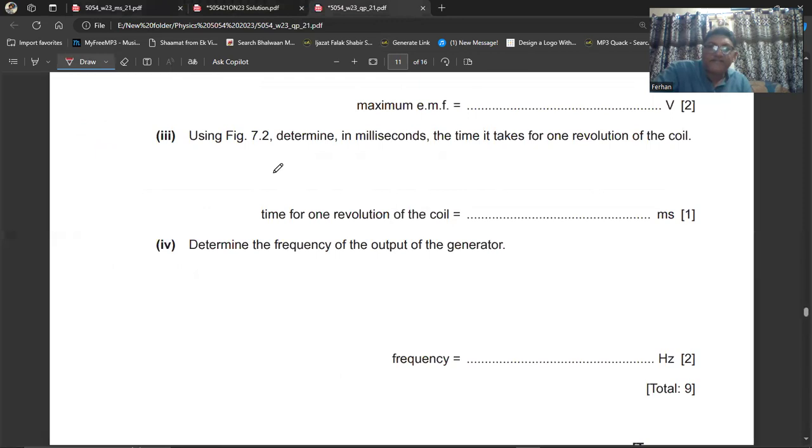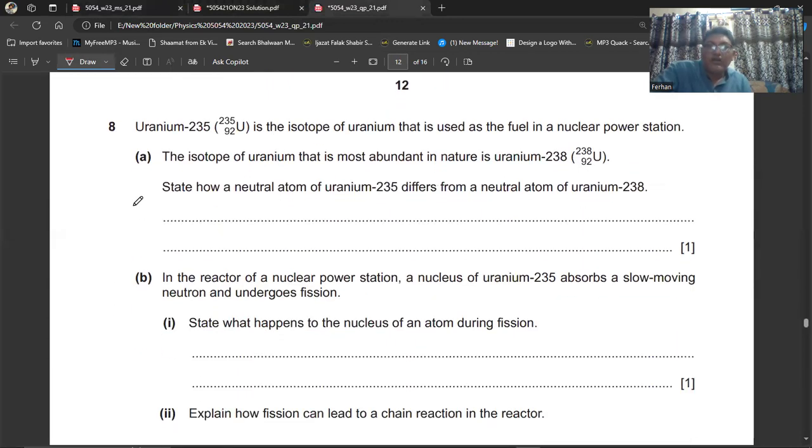I hope you understand. So we are going to the next question, question 8. Uranium-235 is the isotope of uranium that is used as the fuel in the nuclear power station. The isotope of uranium that is most abundant in nature is uranium-238. State how a neutral atom of uranium-235 differs from a neutral atom of uranium-238.